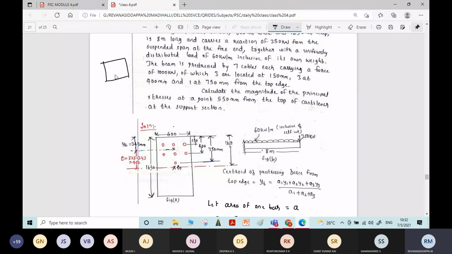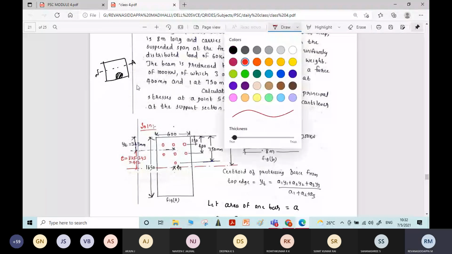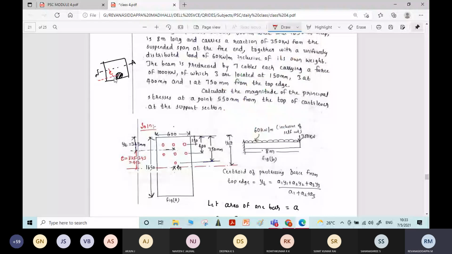If there is a pre-stressing bar, and this is the centroidal axis or the neutral axis of the section, the distance between the centroid of the pre-stressing force and the neutral axis is nothing but the eccentricity. Okay, the distance between the centroid of the pre-stressing force and the centroidal axis of the whole section is the eccentricity. Here the bar is not positioned at a single location.